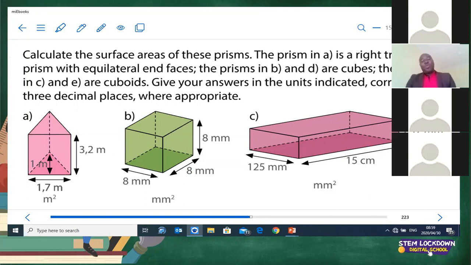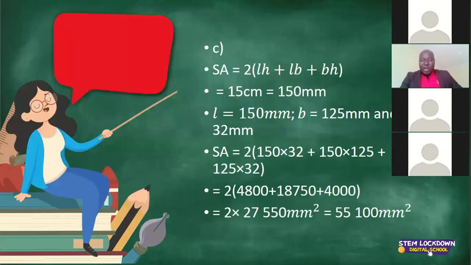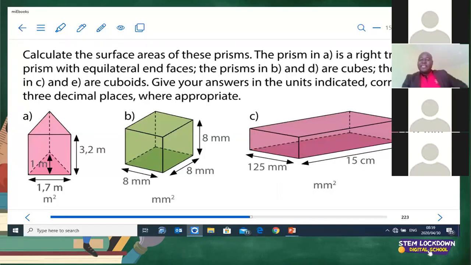And then we come to the rectangular prism. Let's come to the rectangular prism there. With this rectangular prism, I can see that we have a length, which is 15 centimeters, as well as the breadth, which is 125 millimeters. And of course, the next one will be the height, which is 32 millimeters. That is the last one there, the height, which is 32 millimeters.